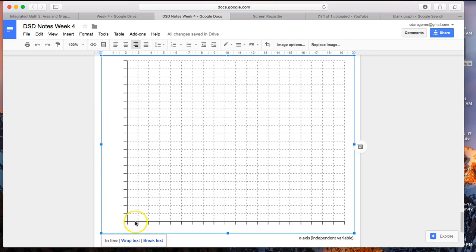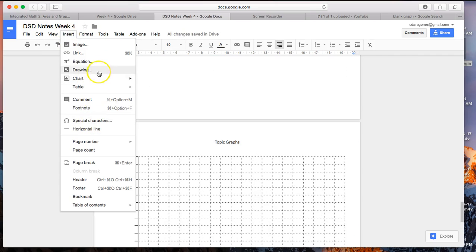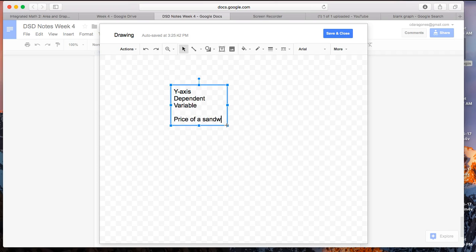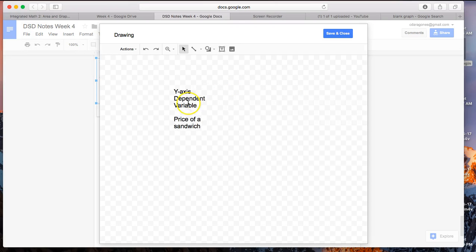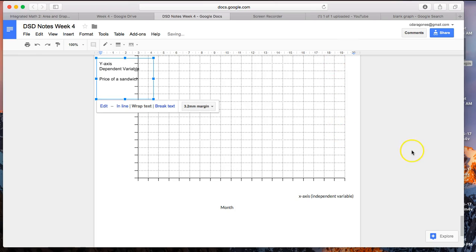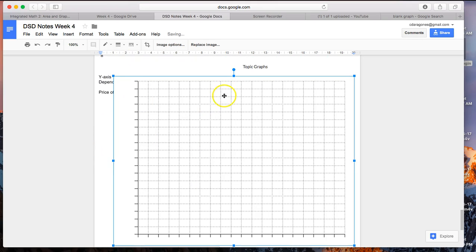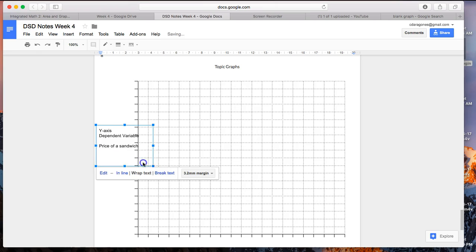And then my dependent variable is the price of my sandwiches, right? So my y-axis, or my dependent variable, is the price of a sandwich. Okay. So I can go ahead and put that here. Make this a little smaller. Okay. So there's my y-axis, right here.